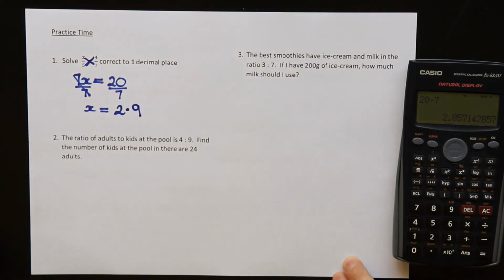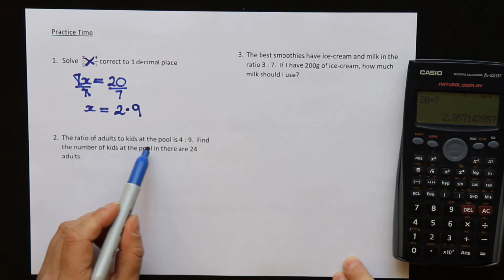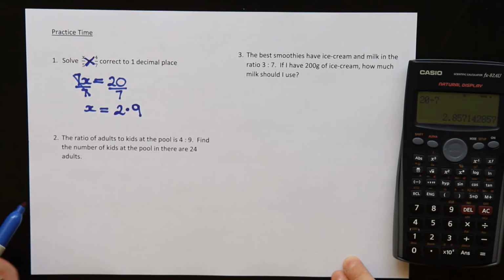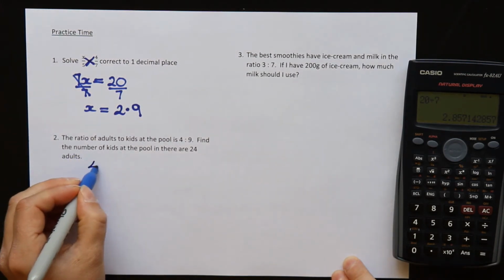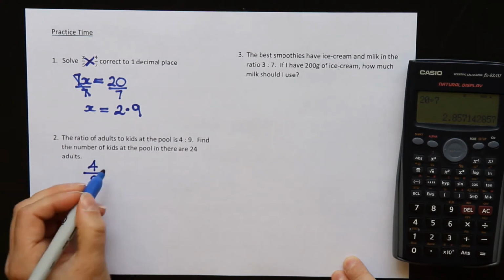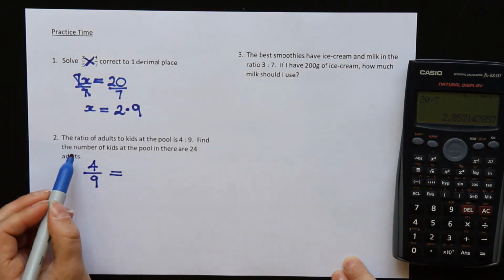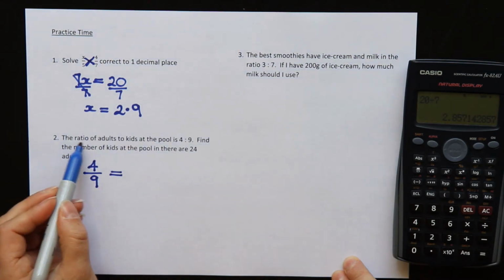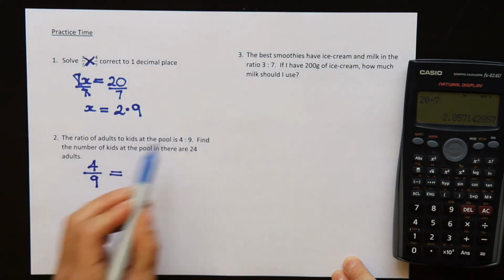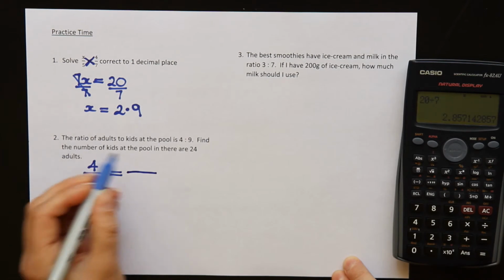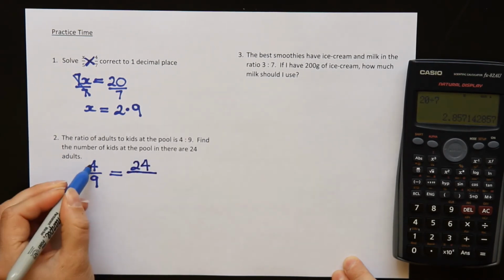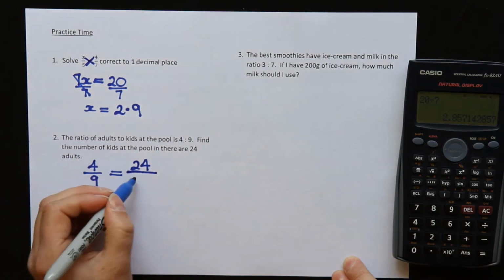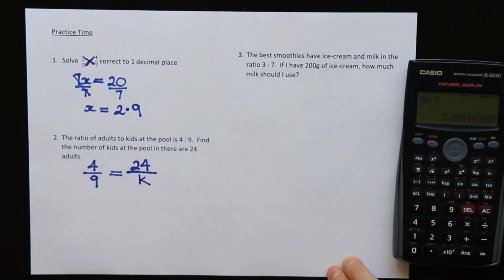Okay, in question 2, the ratio of adults to kids at the pool is 4 to 9. Find the number of kids at the pool if there are 24 adults. Let's write our 4 to 9 as a fraction, 4 to 9. That's going to be equal to, we want to find the number of kids at the pool. This is the number of adults. Now, adults to kids was 4 to 9, so the 4 is the adults. If there are 24 adults, that needs to go on the top because the 4 was also adults and on the top. We're trying to find the number of kids, so that's going to be on the bottom. Let's call it K for kids.